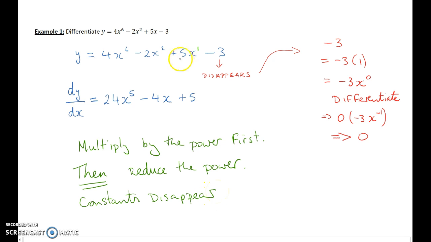And anything that is an x term, for example the 5x, will just end up as the constant. So 5x, the x disappears, but you keep the constant. So anytime you have an x term, your answer when you differentiate that term is just going to be the constant. Okay, that was a short video.